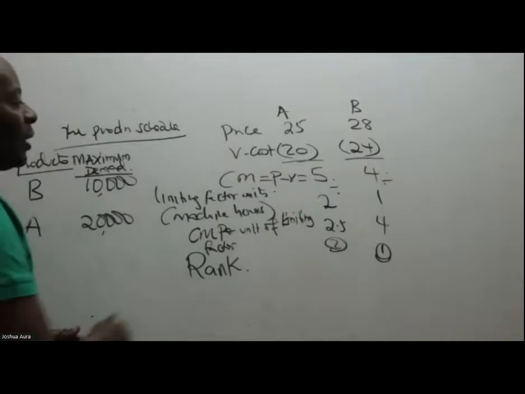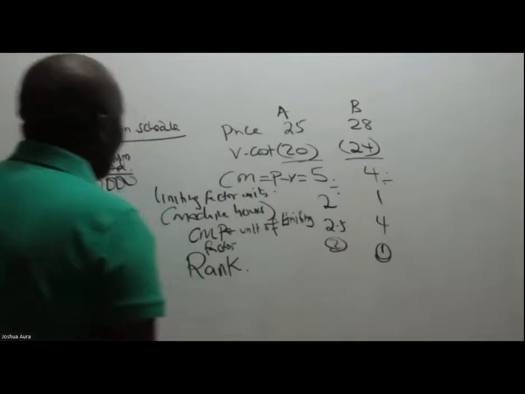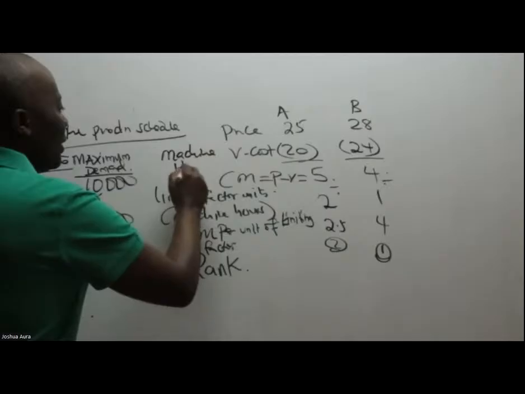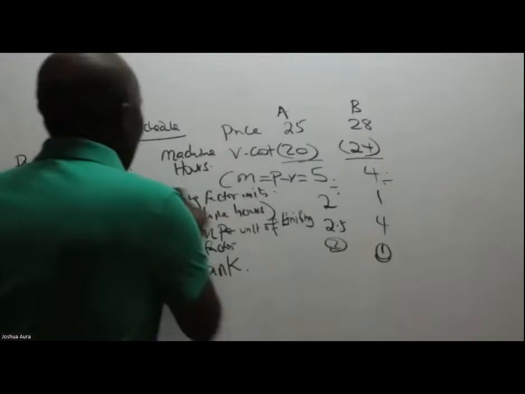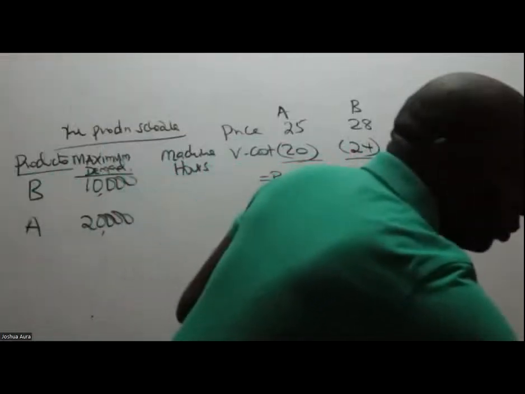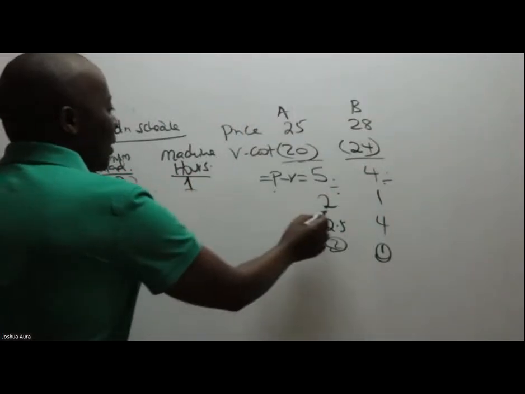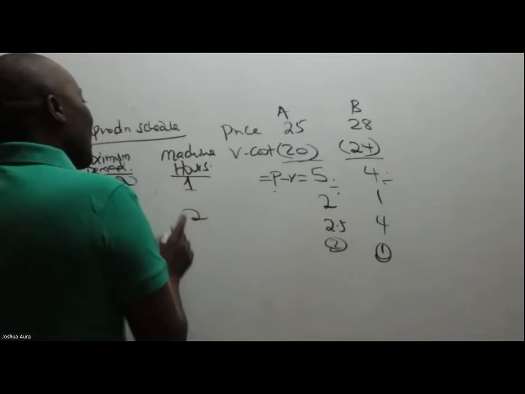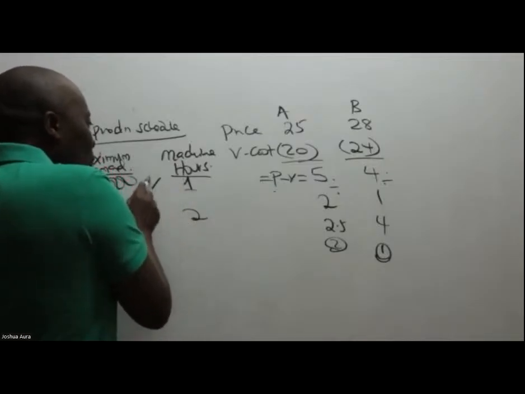The machine hours, I'll pick them from here. For B, it's 1 machine hour. And then for A, machine hours are 2. But now remember that this is per unit, so I would want to get the total.